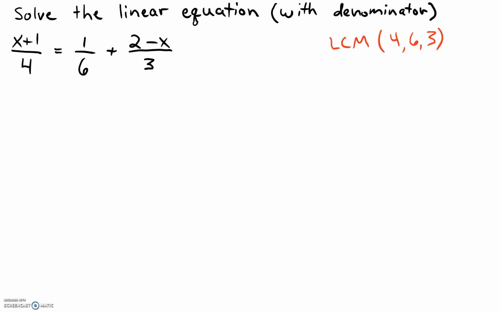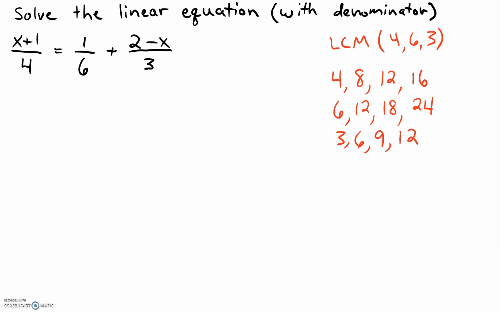To figure this out, I'm going to list off multiples of each of these numbers, starting with 4. 4 times 1 is 4. 4 times 2 is 8. 4 times 3, 4 times 4. You can just list 3 or 4 of them, it doesn't matter. Now let's do the 6's. 6 times 1, 6 times 2, 6 times 3, 6 times 4. And now let's do the same thing for the 3's, each of our denominators. 3 times 1, 3 times 2, 3 times 3, 3 times 4.